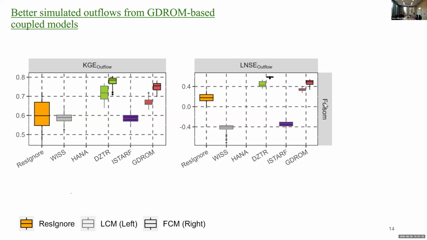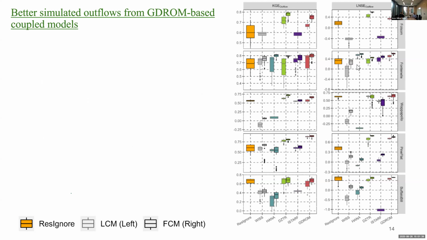This is shown for the Folsom watershed, and we have similar results for all other 5 watersheds. This is too complex, so I will not go over the details, but they all confirm our conclusion. GDROM is doing better in the stream flow simulation.